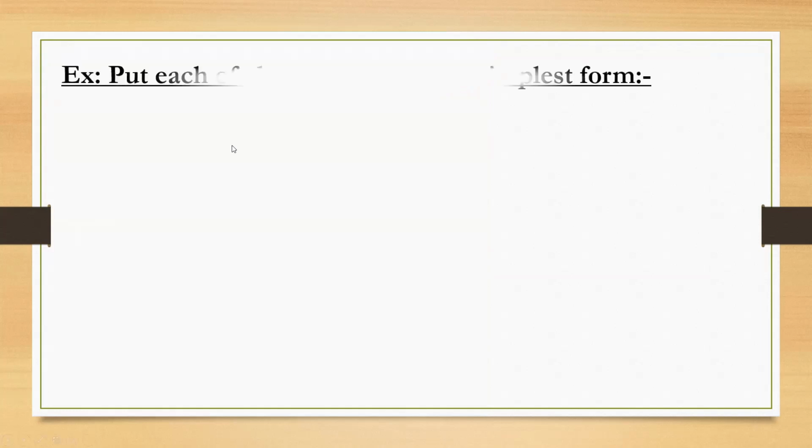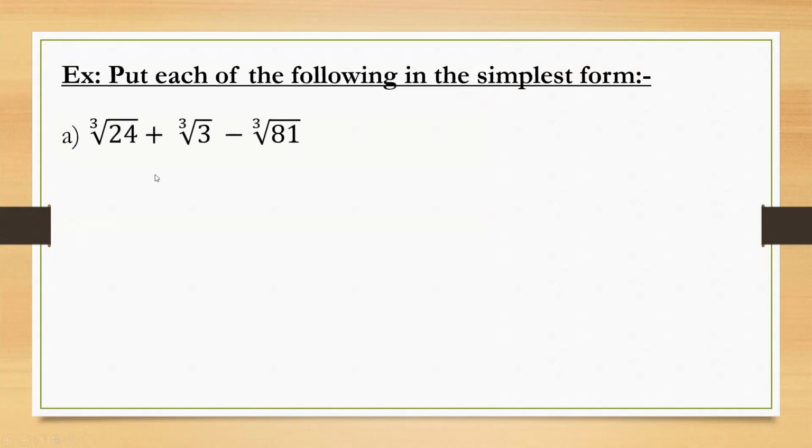Next, put each of the following in the simplest form. Question 1, letter A: cubic root of 24 plus cubic root of 3 minus cubic root of 81. I distribute the cubic root of 24 first to 8 times 3. Why 8 times 3? Because 8 has a cubic root. Here 8 has a cubic root, but the cubic root of 3 will be written as it is.